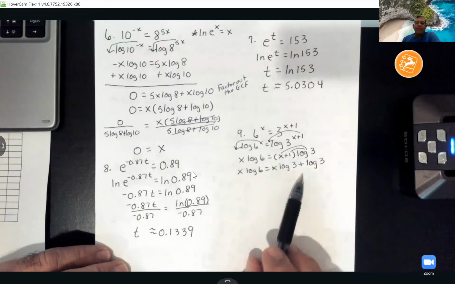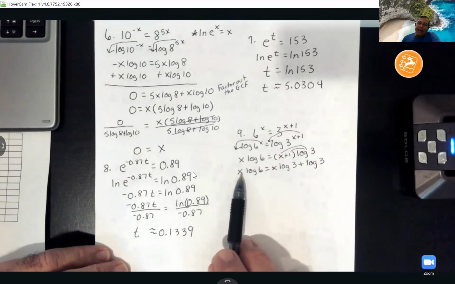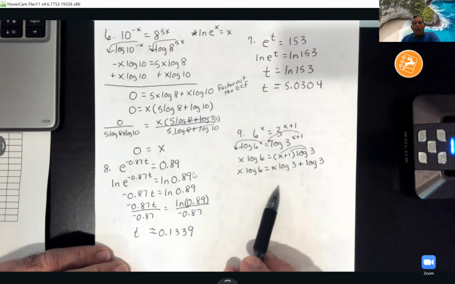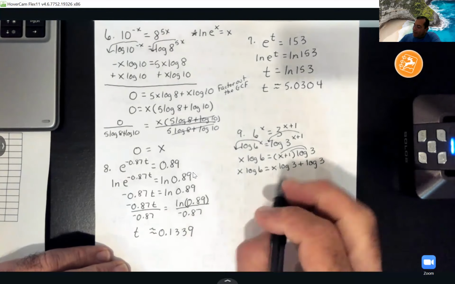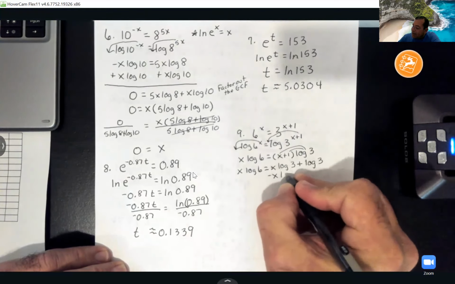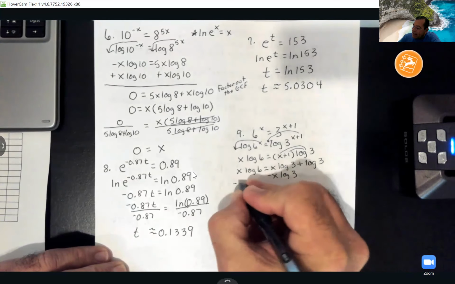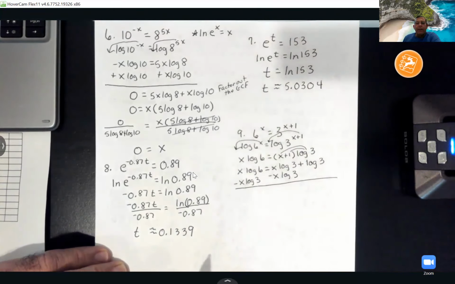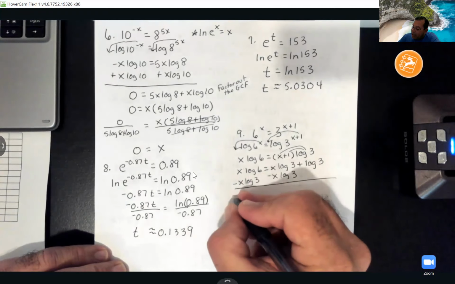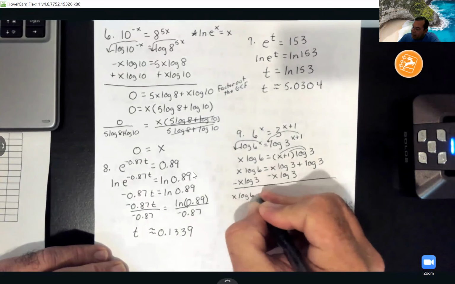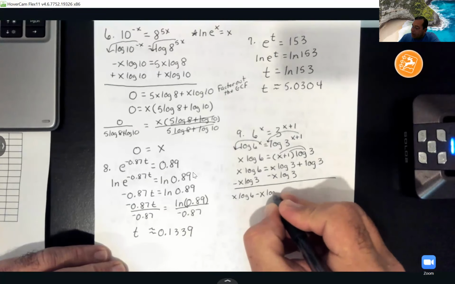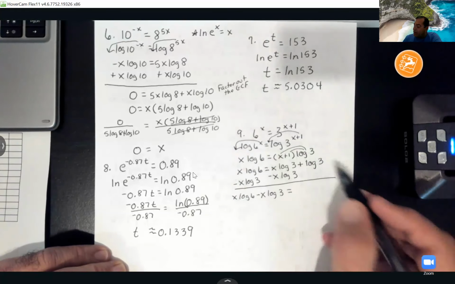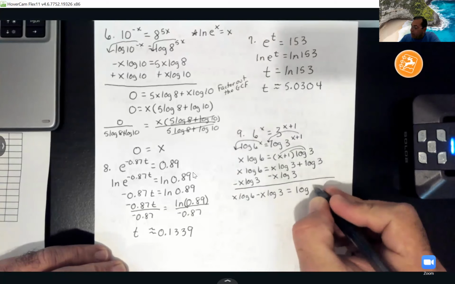So now we're looking at this. We're solving this for x's, remember? But I got an x on the left side and I got an x on the right side. I want all my x's on the left side, so we're going to subtract the x log 3 from both sides. Let's see what that does over here. That's just going to give me an x log 6 minus the x log 3. Over here, the x log 3's cancel, so all that's left is this log 3.